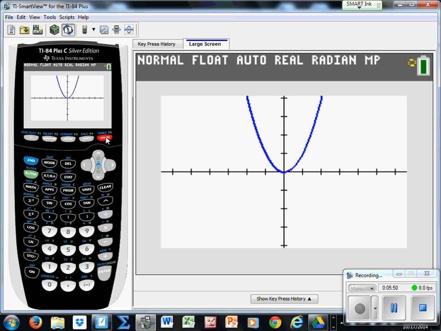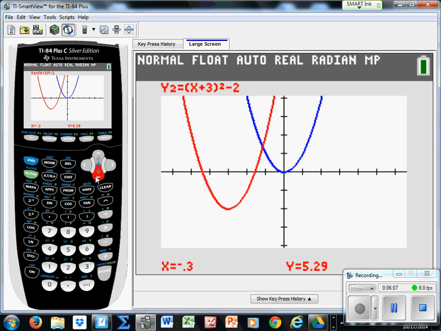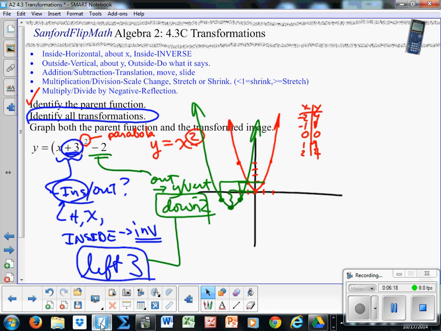Okay, there's my parent function, and here comes the other. And just to confirm where I'm at, I'm on a decimal screen, Zoom decimal screen. And I just want to confirm that I'm at -3, -2 for the vertex. Let me do trace, change functions. -3, -2, there it is. All right, cool beans. Okay, so graph both the parent function and the transformed image. I did that.